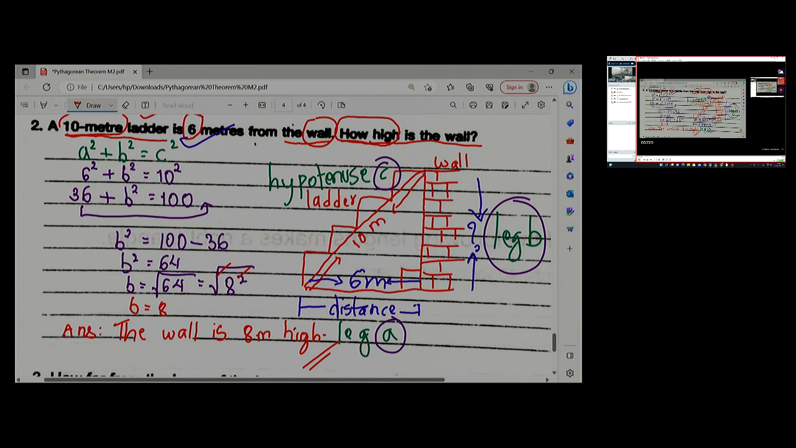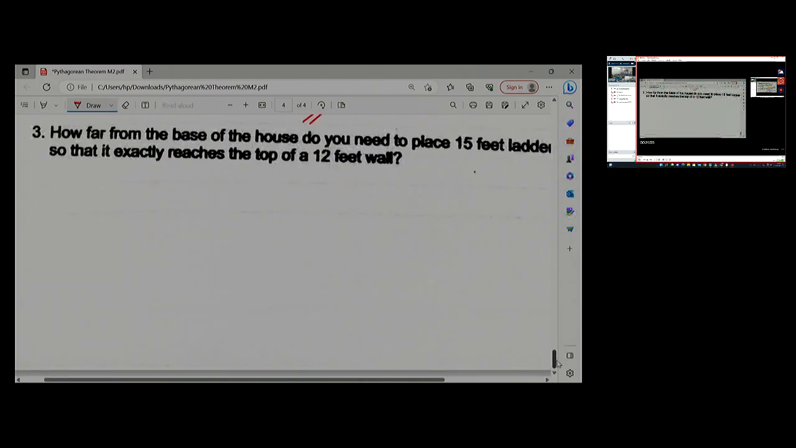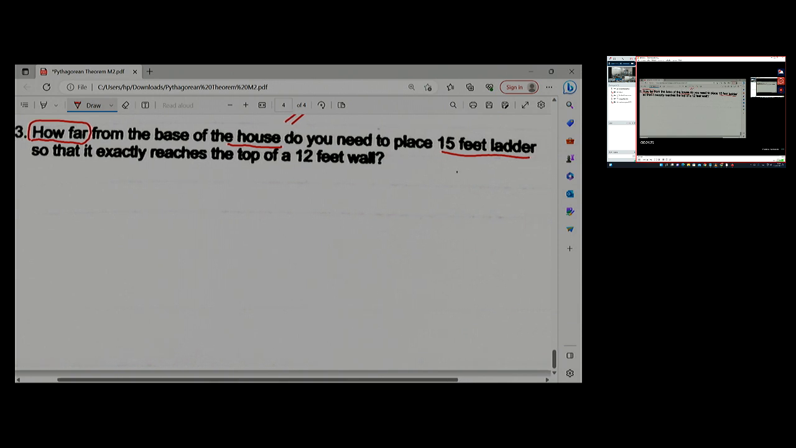Okay. So I want you to try question number 3 because number 3 is similar to number 2, okay? And we will move back to number 1 at last. Number 3. Can you read number 3 again? How far is your quotient, okay? And you have from, read, from house. 15 feet ladder so that exactly reaches the top of the 12 feet wall.